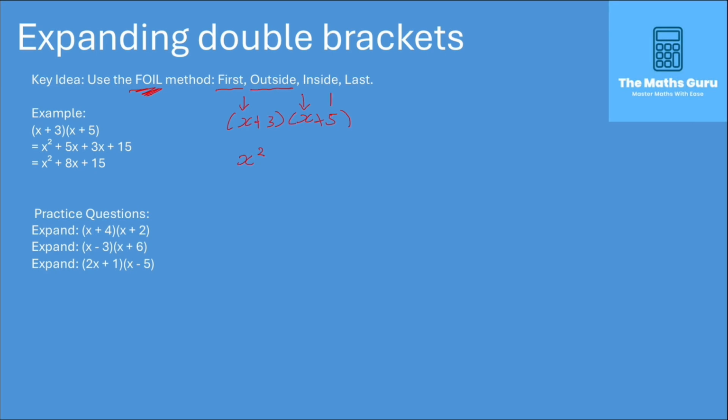Then we look at our outside terms. We have our x and our 5, which gives us 5x. Then we look at our inside terms, which is 3 here times our x here, which gives us plus 3x. Then we look at our last terms. The last term in the first bracket is 3 times our last term in the second bracket, which is 5. So we do plus 15. Then we collect like terms. The two x terms in the middle can be simplified, giving x squared plus 8x plus 15.